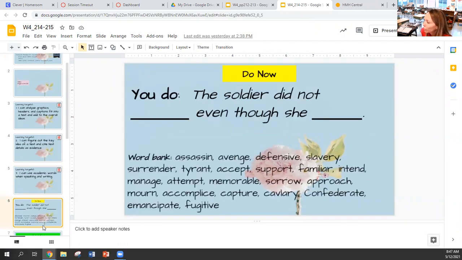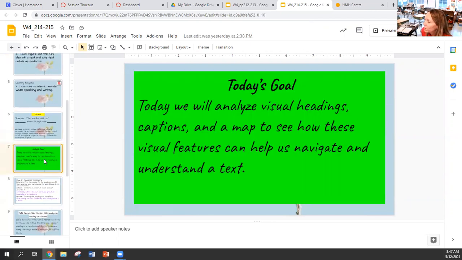So you're due now. You have a word bank. I added other words in, which fit. So the soldier did not blank, even though she blanked. So look at your words, fill those in.